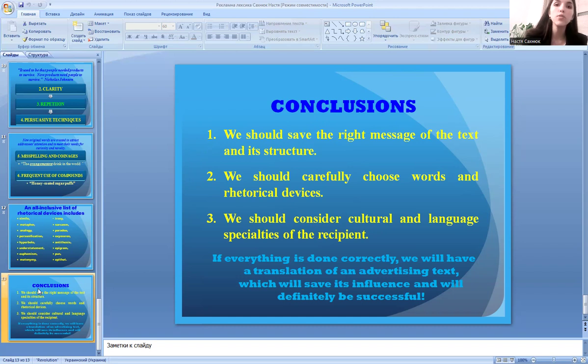Then, we should carefully choose words and rhetorical devices when doing the translation, and consider cultural and language specialities of reception. If everything is done correctly, we will have a translation of advertising text, which will save its influence and will definitely be successful.